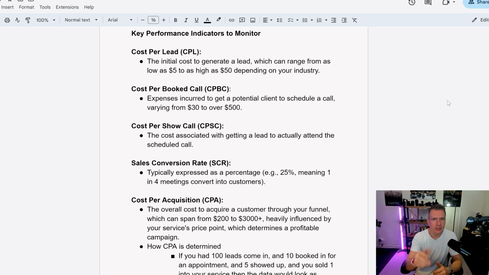Cost per show call. There's a difference. I often get asked, what's the difference between cost per booked call and cost per show? Well, there's a show-up rate. Not everybody shows up to your call. You might get 10 people booked in and maybe 6 or 7 show up. Maybe 8 show up, maybe 5 show up. Again, numbers you need to understand as a CEO, right?